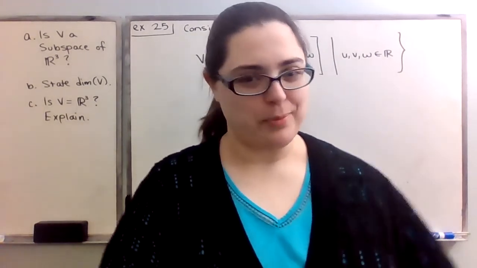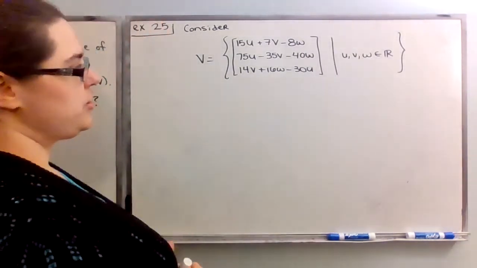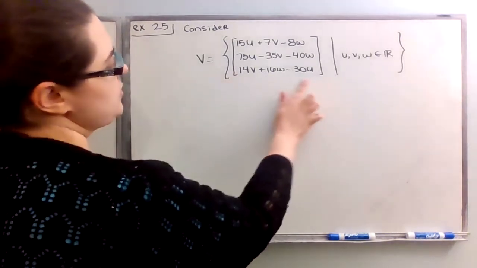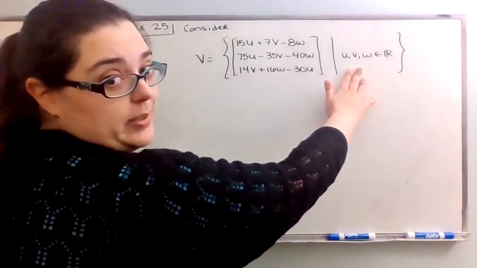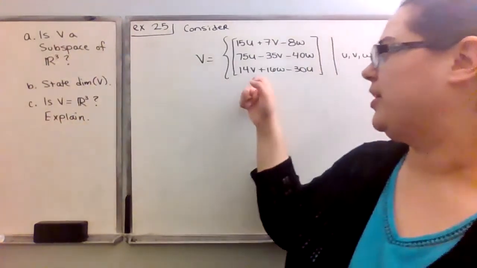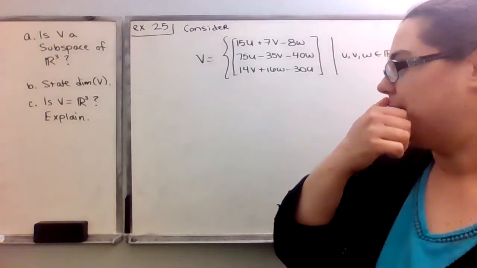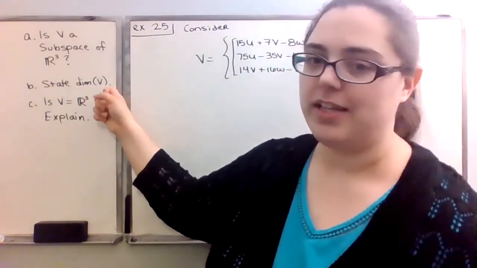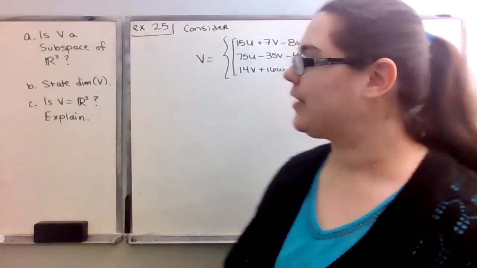Alrighty, so for example 25, we're going to consider this space. V is the set of all vectors that look like this. Its components are made up of u, v, and w, and u, v, and w are elements of R. And I wrote the questions over here so we could keep the definition of V here if it takes a lot of width. So we have to decide, is V a subspace of R3? Then we have to state its dimension. And then we have to say, is V equal to R3, and explain.